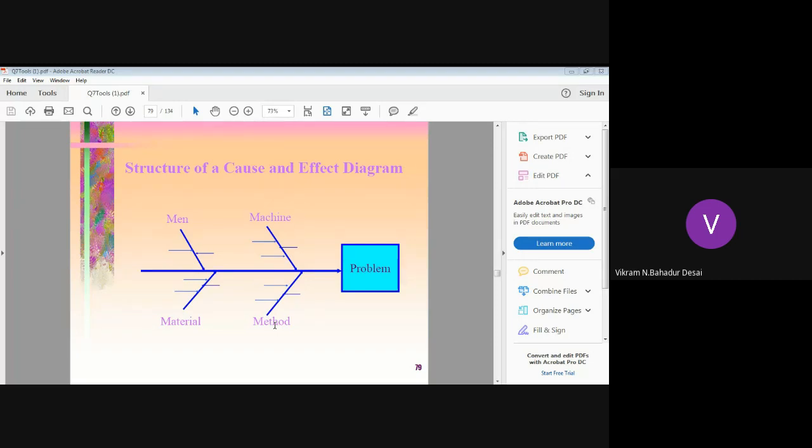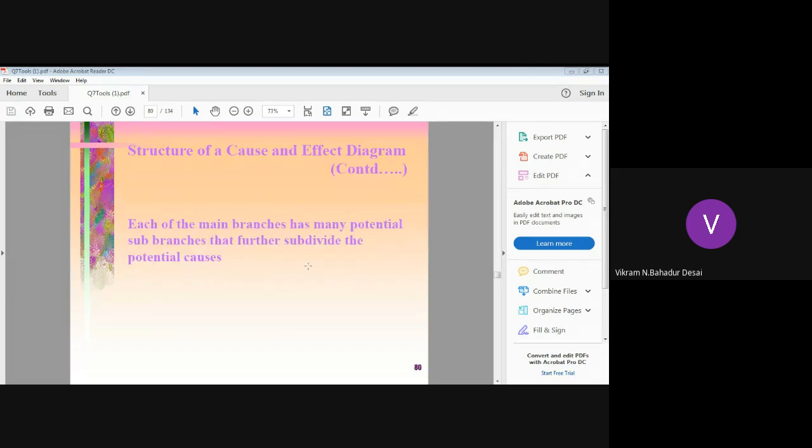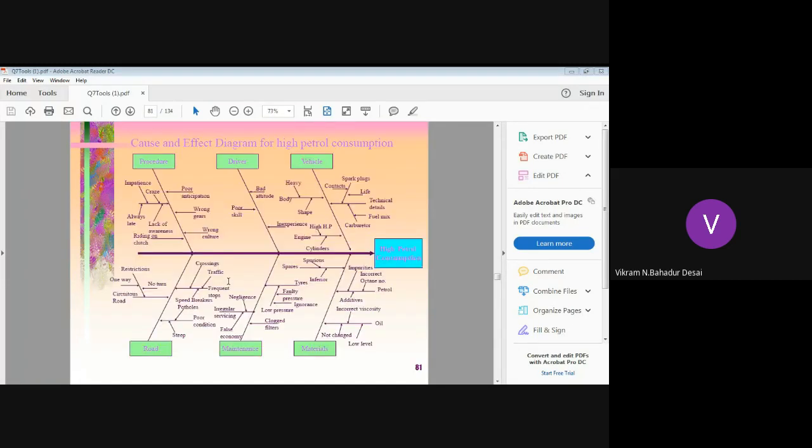Problems can be in any project, either due to machine, material or the method you are going to use. So this is how it looks, like a fish bone. That is why it is called a fish bone diagram. The cause and effect diagram is also called the fish bone diagram. Right, so we'll see some examples. Each of the main branches has many potential sub-branches that further subdivide the potential causes.